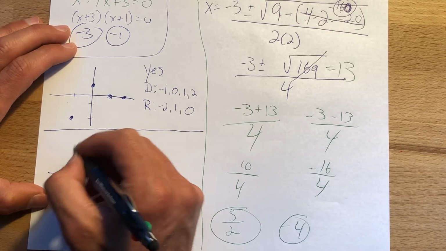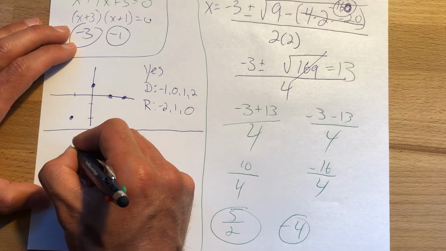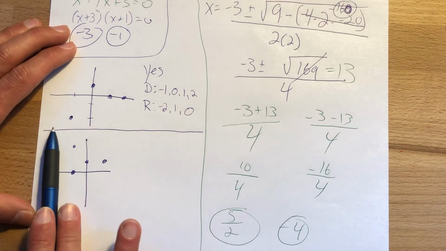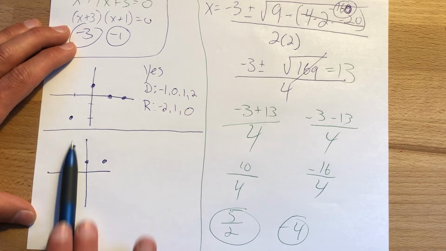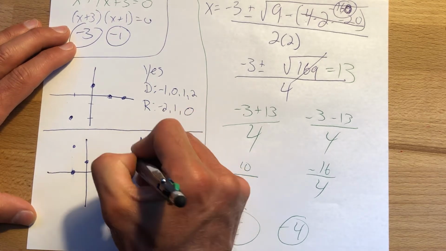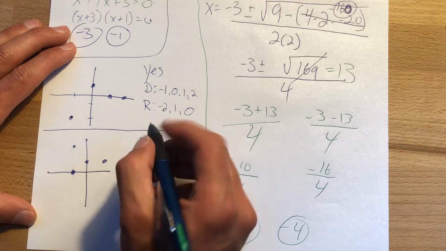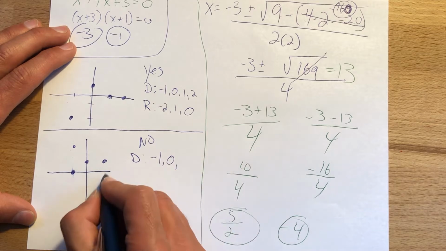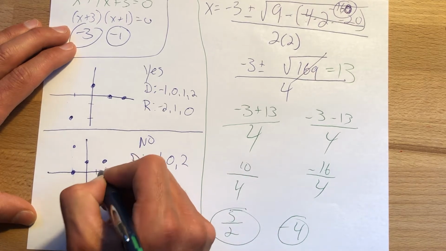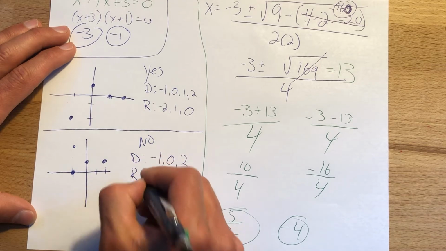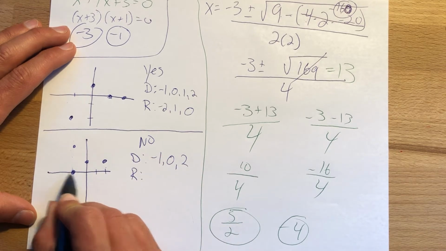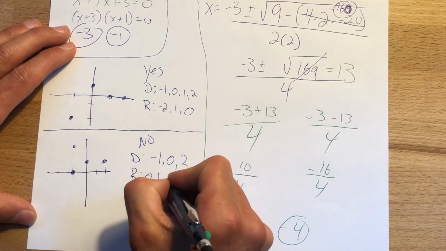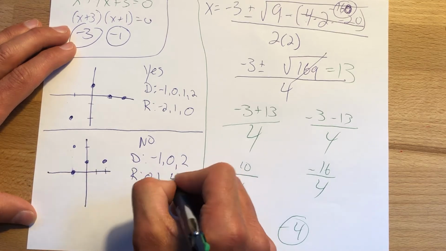Okay. Here is the next one. Is this a function? No, because look, it has repeating x's, or it doesn't pass the vertical line test right here. So the answer is no. But what's your domain? What are all your x numbers? This is -1. This is 0. And this is 2. What is your range? This is 0 on your y. This point is 1 on your y. And this point all the way up here is 4 on your y.